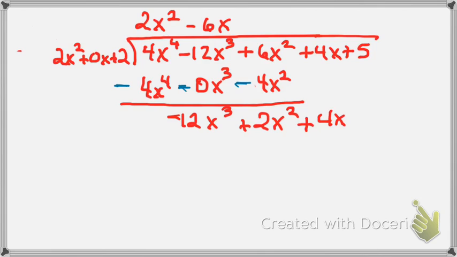So what's the next step? Multiply. Negative 6x times all three of these. So that's going to be a negative 12x cubed. And 0 times anything is 0, so that's going to be a 0x squared. And then I take negative 6x times 2, and that gives me negative 12x.